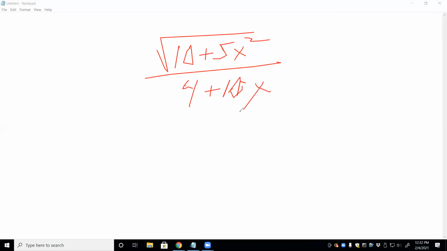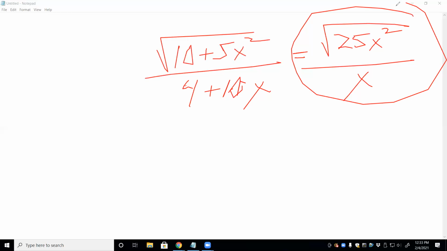Now, this is a little strange because if I said, what's the limit of that as x goes to infinity? It would be 25. No, it would be 5. In other words, when you take the square root of that, you get 5x, right? Right. So you'd have 5x over x, so it would be going to 5.